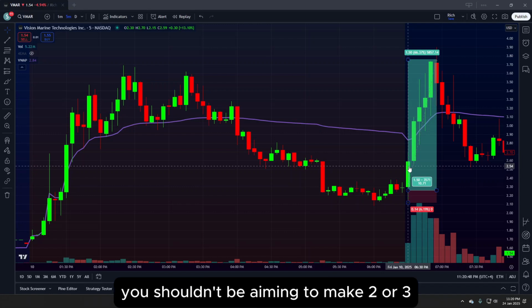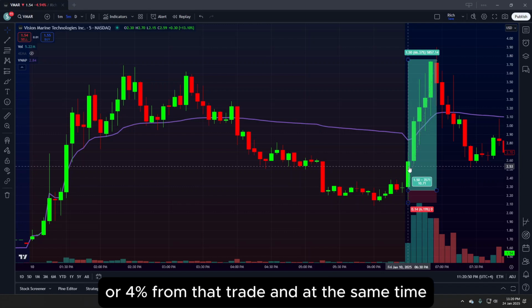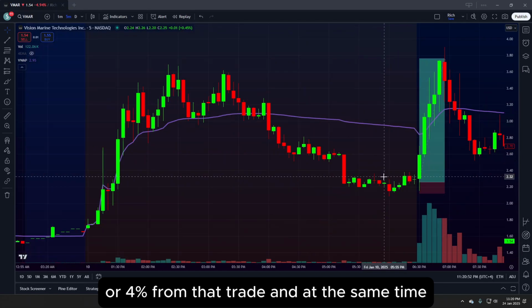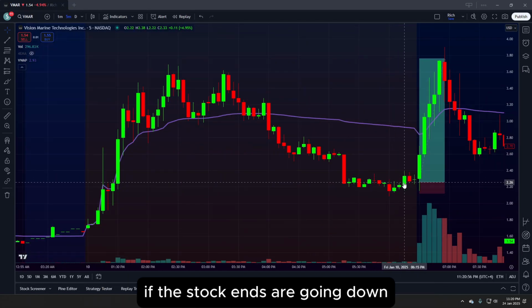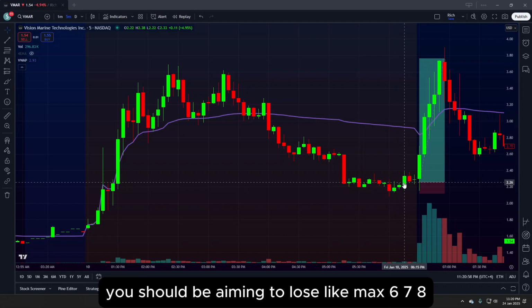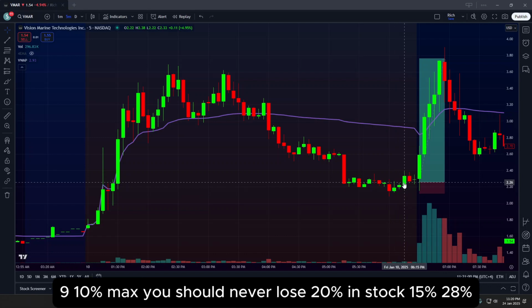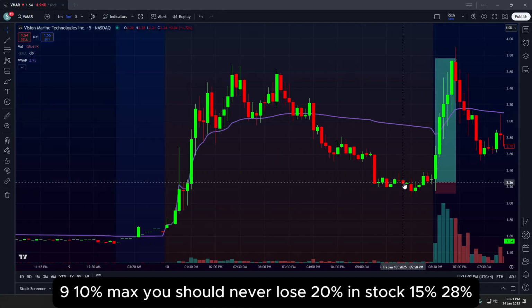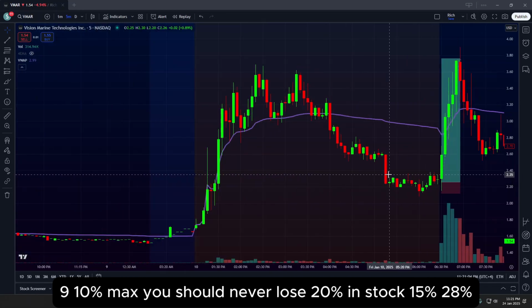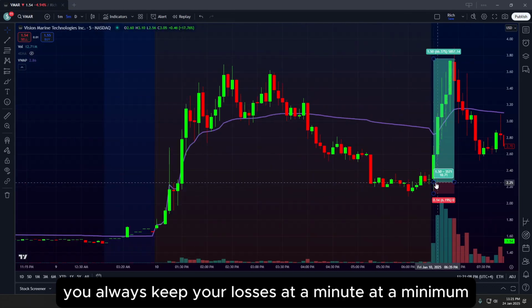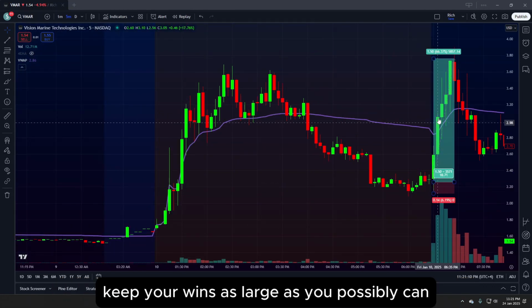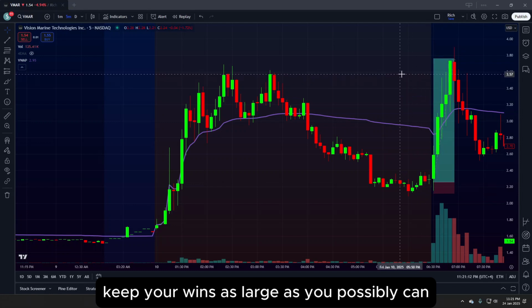You shouldn't be aiming to make 2 or 3 or 4% from that trade. And at the same time, if the stock ends up going down, you should be aiming to lose a max of 6, 7, 8, 9, 10%. You should never lose 20% in a stock, 15%, 28%. You should always keep your losses at a minimum and keep your wins as large as you possibly can.